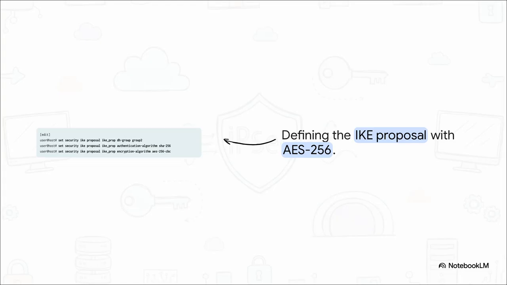Check out Phase 1 in action right here. We are explicitly defining our IKE proposal, creatively named IKE-prop. Notice how the Diffie-Hellman group is locked into group 2. Our authentication algorithm is set as SHA-256, and we're rocking the robust AES-256 CBC for encryption. This right here, this is the direct translation of that abstract theory into real, tangible action.